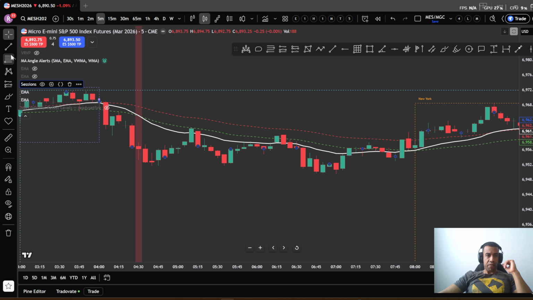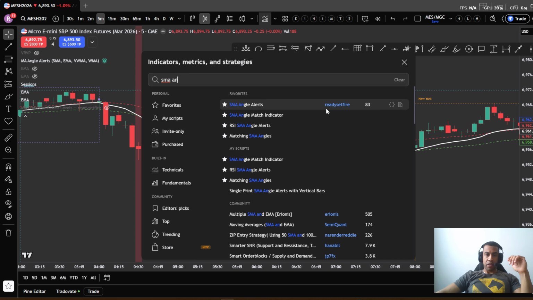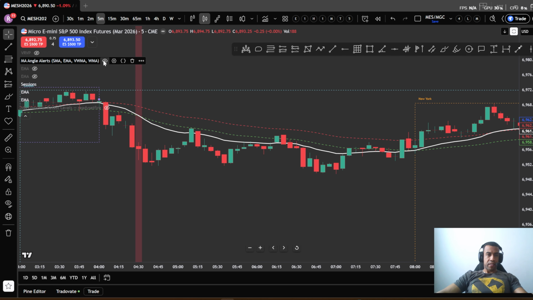You need a moving average angle alerts indicator, right? This is my custom indicator. You can get it on TradingView by searching SMA angle, SMA angle alerts by Ready Set Fire. That's me on TradingView. Okay, you need that indicator.